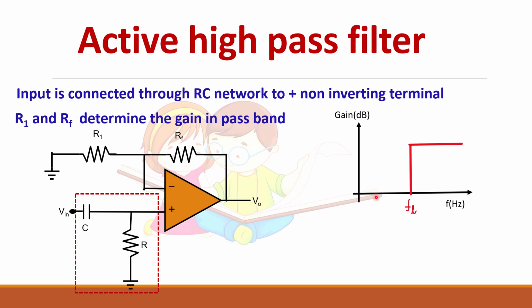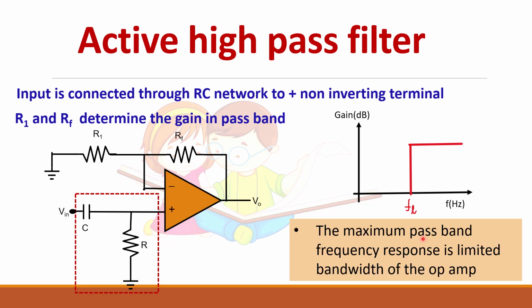If you see the ideal characteristics of a high pass filter, it blocks the low frequency component and passes the high frequency component above the cutoff frequency. But to what extent can it pass the high frequency components? It cannot allow up to infinite frequency. There is a limitation, which is determined by the bandwidth of the op-amp. Whatever op-amp we use, its bandwidth determines the maximum frequency it can pass through.